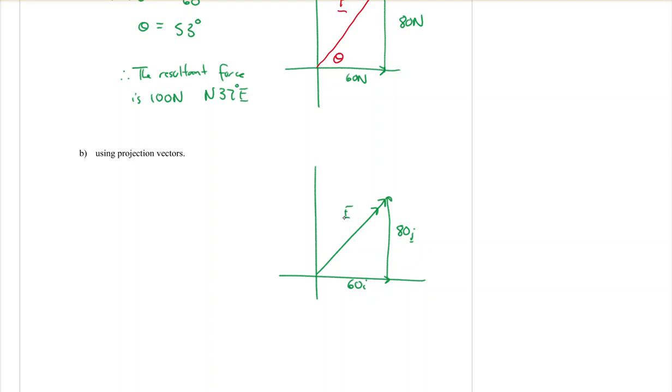All right, so I'm going to do this onto the x-axis. So I'm going to project vector F, because that's the vector I've got, onto vector i.